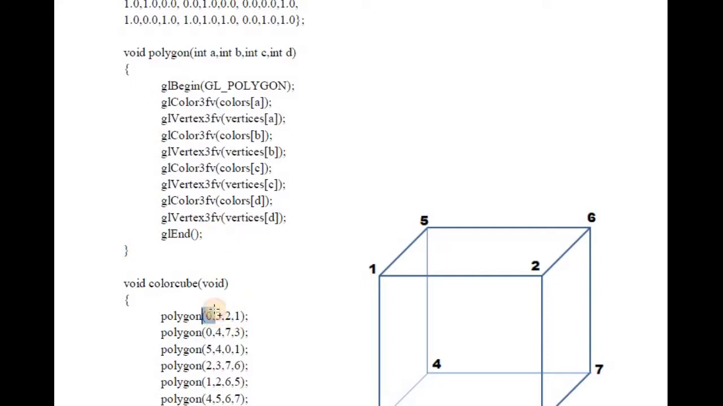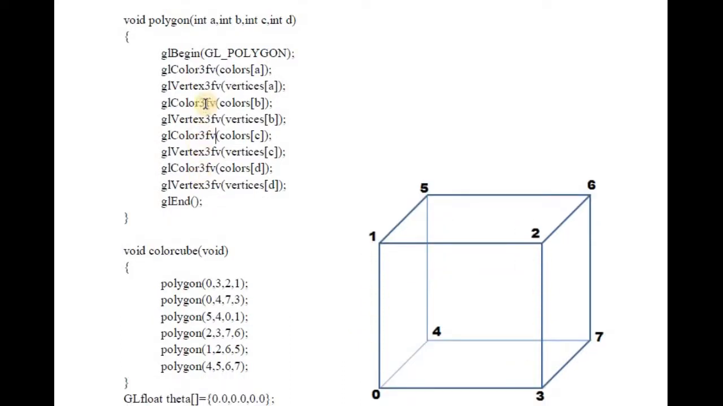A is nothing but here it is, see this a. A means here it is 0, so this would be vertices of 0. Next, b is vertices of 3. The second parameter is 3, the third parameter is 2, and the fourth parameter is 1. So it will construct this 0, 3, 2, 1. Similarly, it is going to construct different faces. Once this polygon is constructed, next again this, that is 0, 4, 7, 3, will be constructed, and so on.